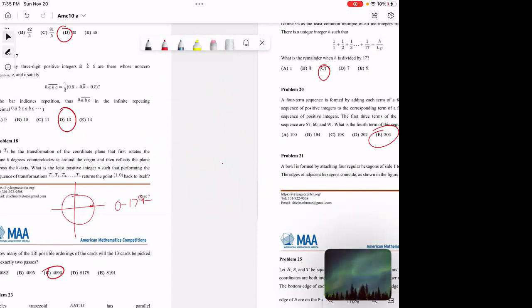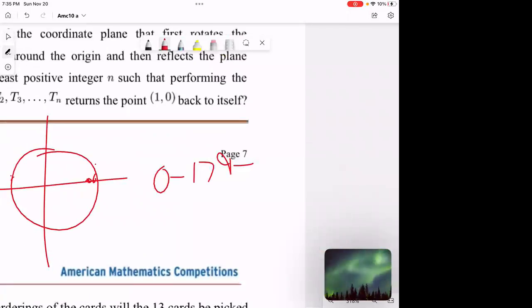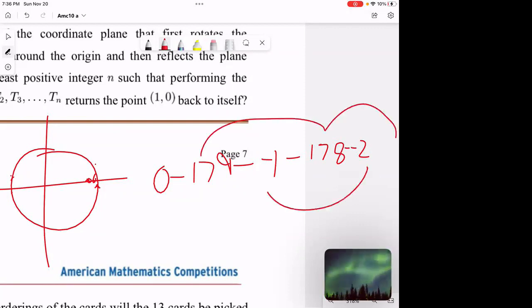So 0, then it goes to 179, and then it increases by 2, so then it's 181. But then it flips 180, so then it's -1. And then it goes to -1 plus 3, so then it goes to 2, 178. And then it's 178 plus 4 now, so 182. And then we flip that, gives us -2. And then hopefully you can see the pattern. It goes 179, 178, 177, and -1, -2, -3, and so on and so forth.